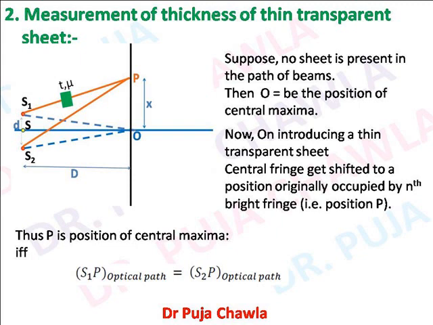Because now I am saying P is the central maxima. I may use the word central maxima only if the optical path of S1P is equal to the optical path of S2P. Only then can I name P as a central maxima. Now let's check what's the optical path S1P. Optical path is actual path into the refractive index of the medium. So now calculate the optical path S1P.